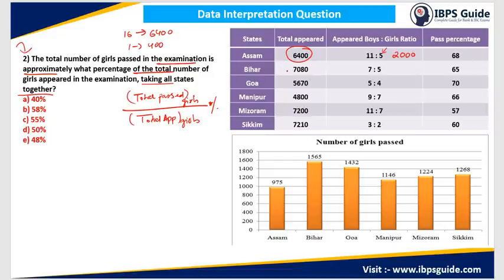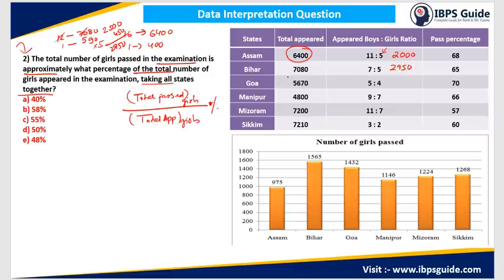Bihar total appeared is what? 7080 and here total part is what? 12. So 12 part is 7080. Now if I cancel this by for example 5, this will become 60 and 108. So 590. So one part is 590 and I have to find this 5 part. So 5 part will be what? Multiply this by 5. Now 500 multiplied by 5 is 2500 plus 90 multiplied by 5 is 450. So I will have 2950, right? So this is 2950. Right.